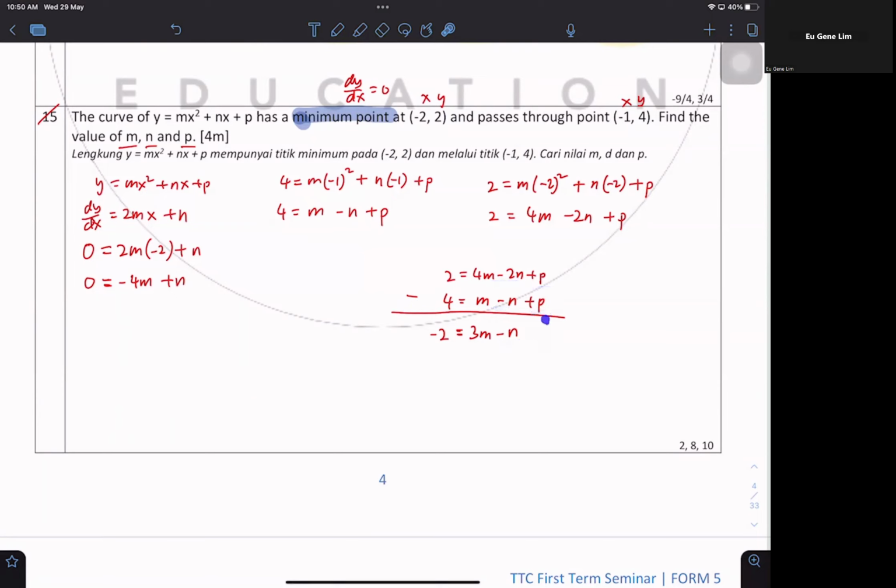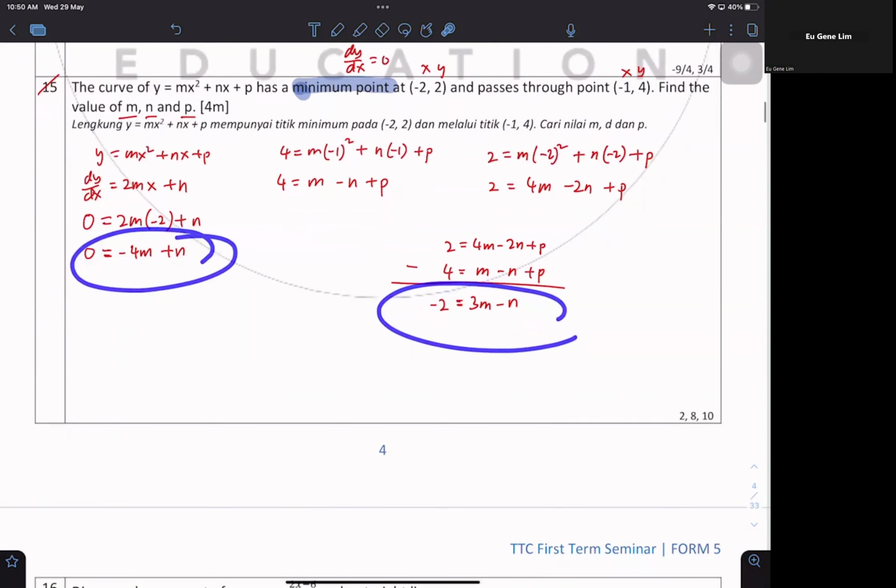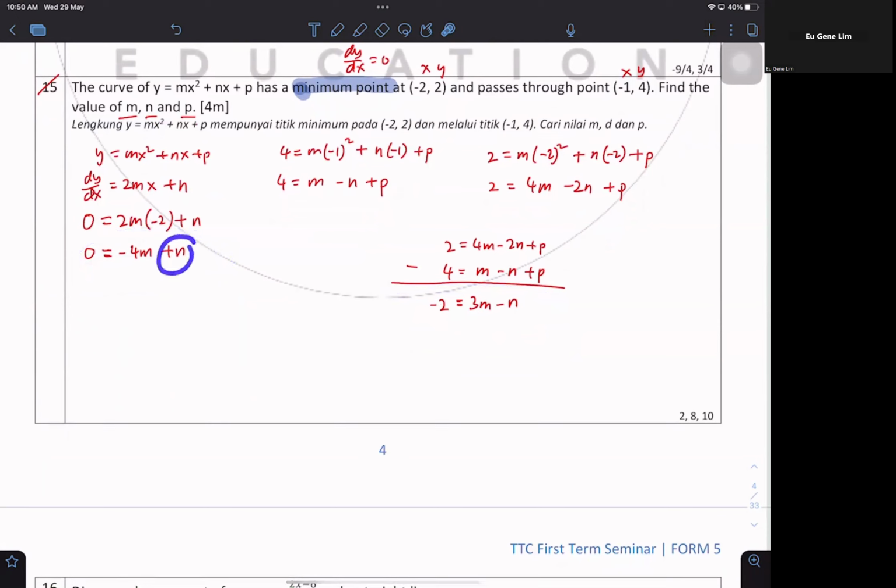So you see, no more p already. Left with only m and n. Understand? Left with only m and n. So now you can solve the m and n. Now you can use this and this to solve the m and n. Okay. I think we can also do elimination. You see, this is n, this is minus n. So I can actually use this equation plus this equation.